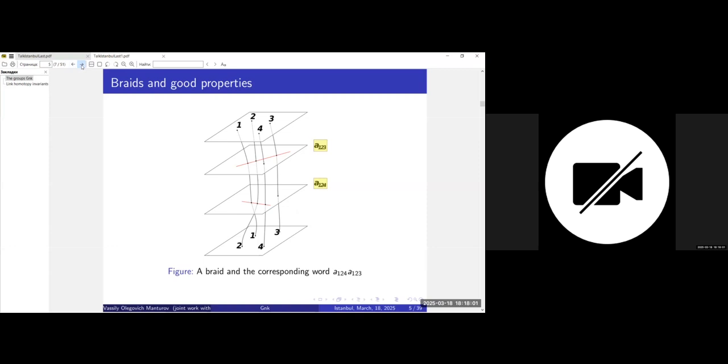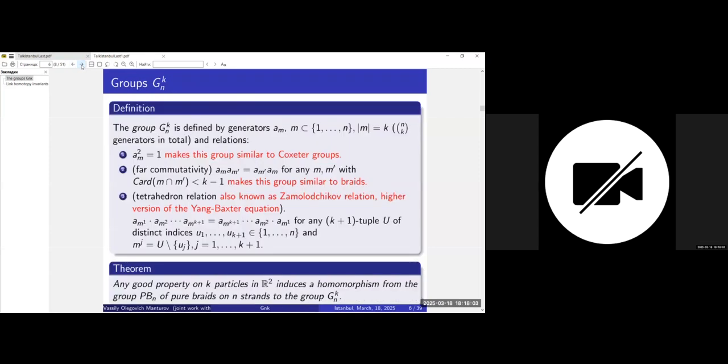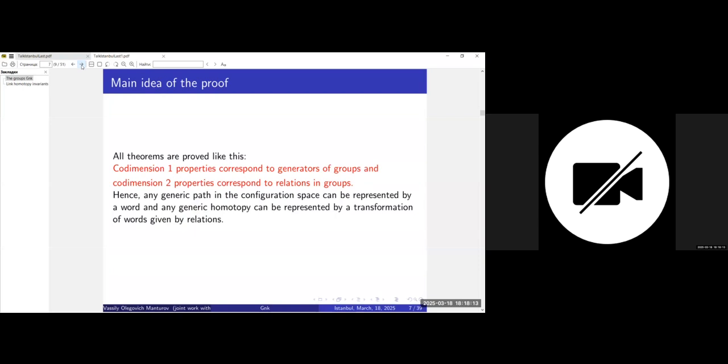And the theorem means that if we take isotopic braids, then the corresponding words will give the same element in the group. Okay. And the main idea of the proof, not only of this theorem, but also of many other theorems supporting this principle and written in the book, is as follows. Codimension 1 properties correspond to generators, and codimension 2 properties correspond to relations.